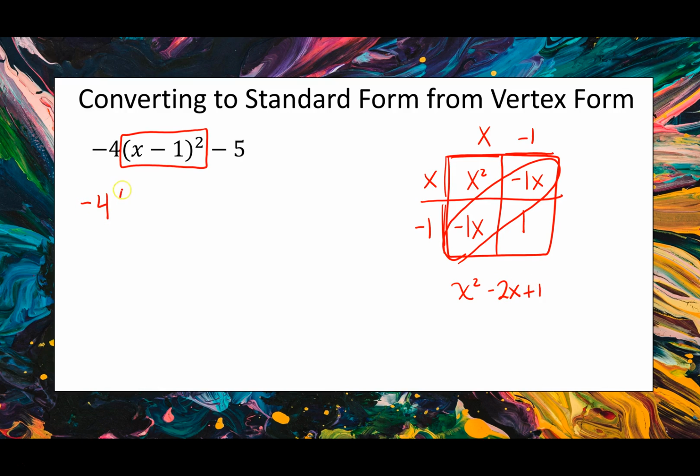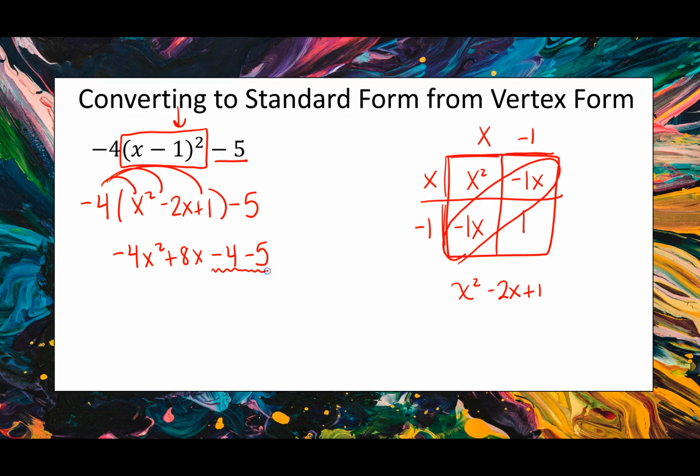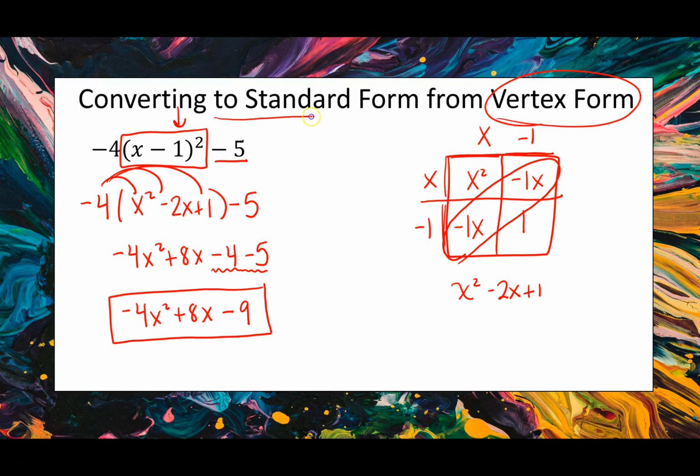So substituting in there, instead of writing that as quantity squared, I'm going to write x squared minus 2x plus 1. And don't forget your minus 5. Distributing through, I get a minus 4x squared plus an 8x minus 4 minus 5. Combine these like terms, and I get a negative 4x squared plus 8x and then minus 9. And that's it, folks. We have converted from vertex form and we put it to standard form.